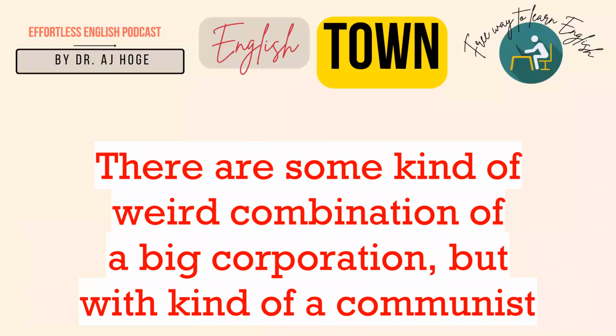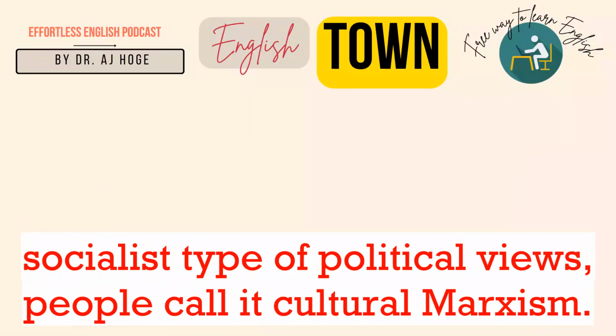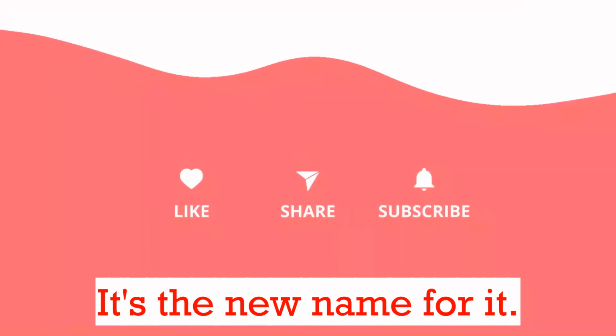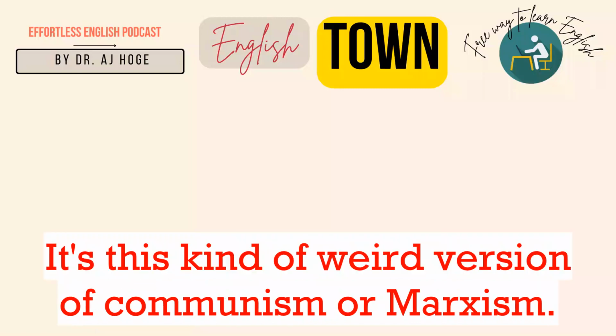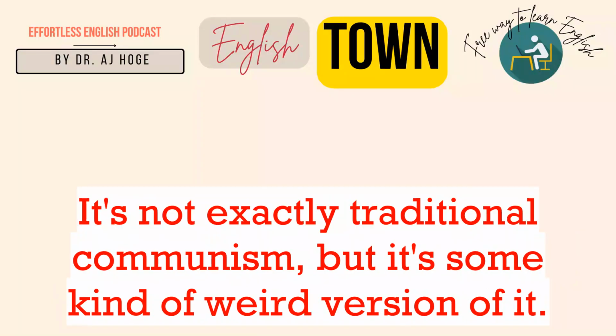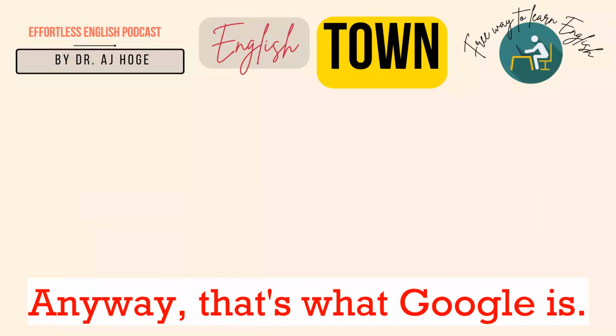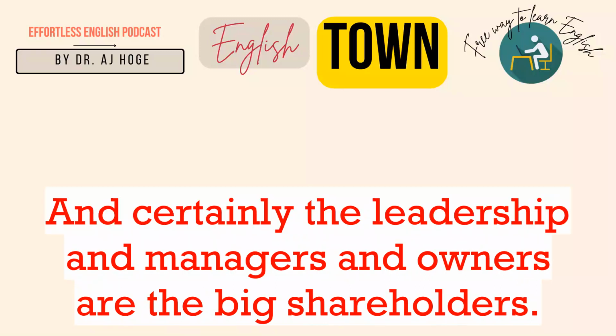They're some kind of weird combination of a big corporation, but with kind of a communist, socialist type of political views. People call it cultural Marxism. It's the new name for it. It's this kind of weird version of communism or Marxism. It's not exactly traditional communism, but it's some kind of weird version of it. Anyway, that's what Google is. That's what most of the Google employees are, and certainly the leadership and managers and owners are, the big shareholders.